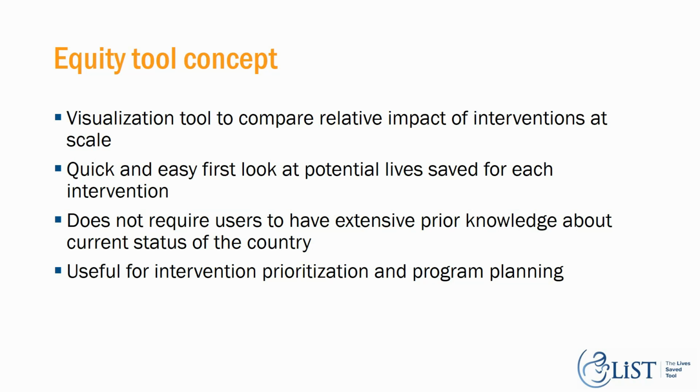So LiST by default already has all of the information that we need for this analysis stored within it. It's a great starting point if we are looking to prioritize interventions or if we're trying to help ourselves with planning a program. This is a great first step. It does not give us all of the information necessarily that we need to make an informed decision about which intervention to prioritize, but it does give us an excellent starting point to go from.